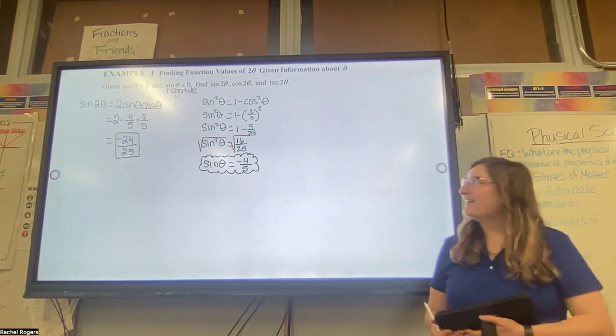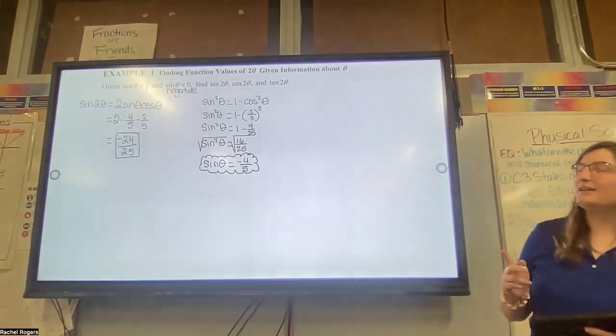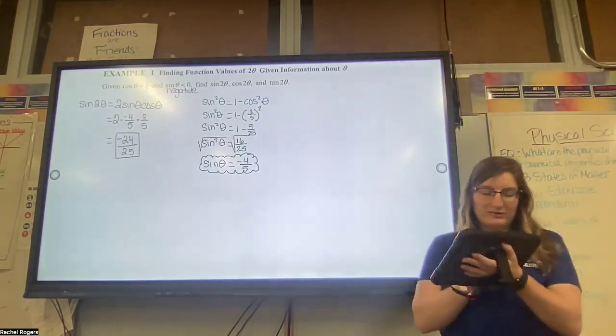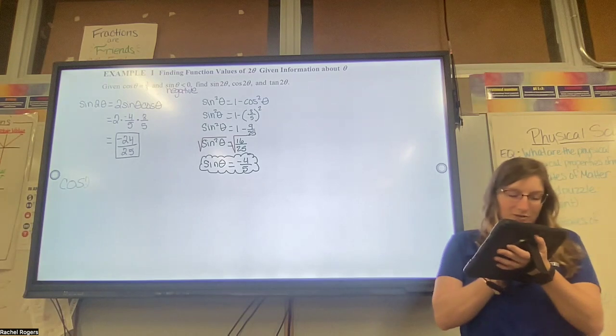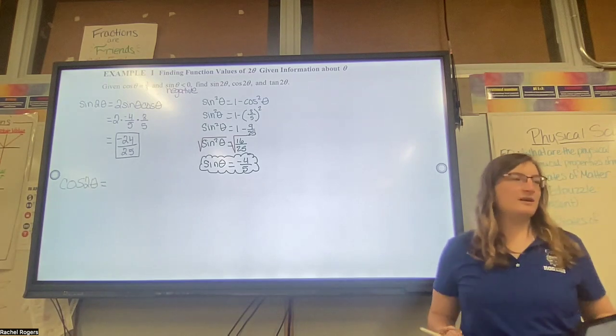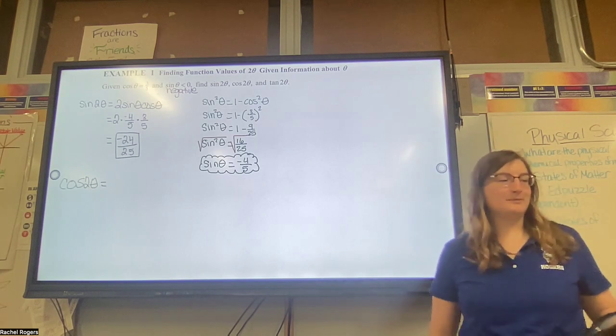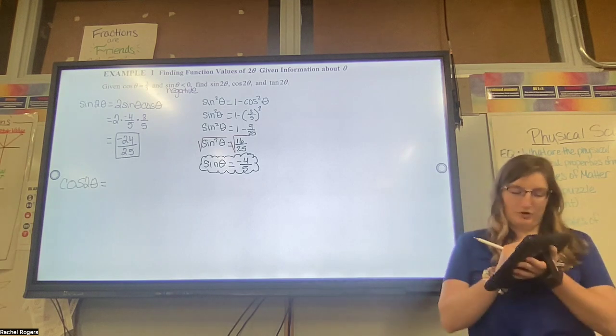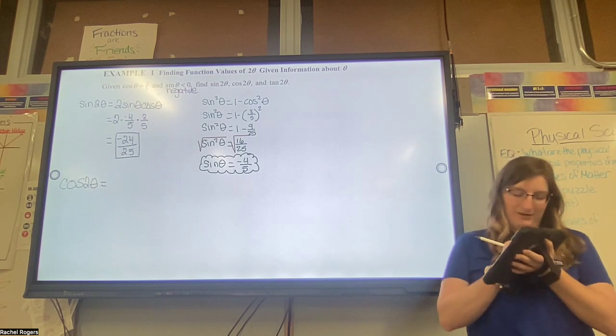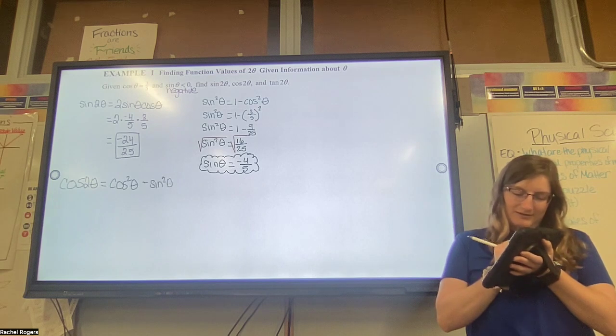All right, so we found sine of 2 theta. Now we need to find cosine of 2 theta. You have 3 different options for finding cosine of 2 theta, so you can pick any one you want. I'm going to do the hard one where you have to square everything. So cosine of 2 theta is cosine squared of theta minus sine squared of theta.